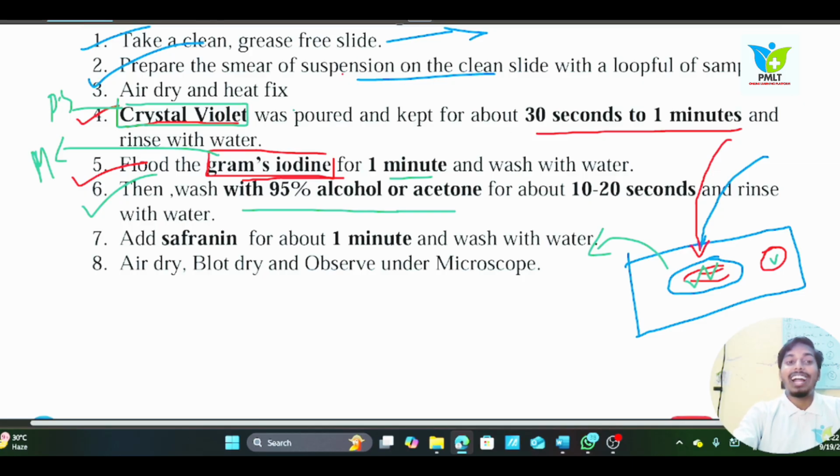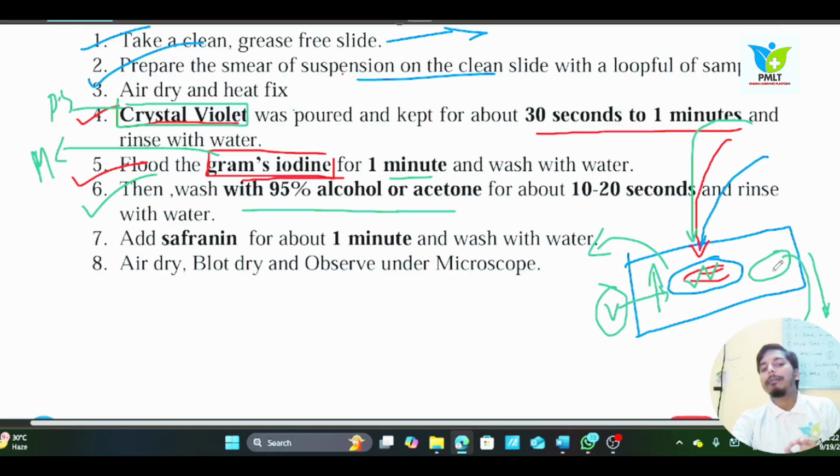Okay, now we are giving the acetone or ethyl 95% alcohol. See what will happen? The gram positive bacteria remain violet, but in the gram negative bacteria the color is extracted out, so I have to erase the color. The crystal violet is extracted out, so the gram negative bacteria are now colorless. But the gram positive bacteria are violet in color, and the gram negative bacteria are completely colorless.